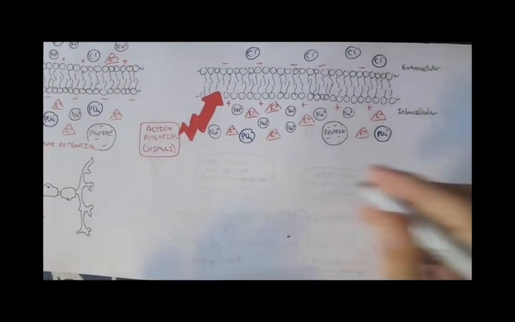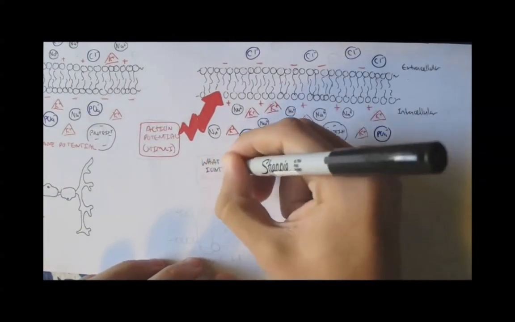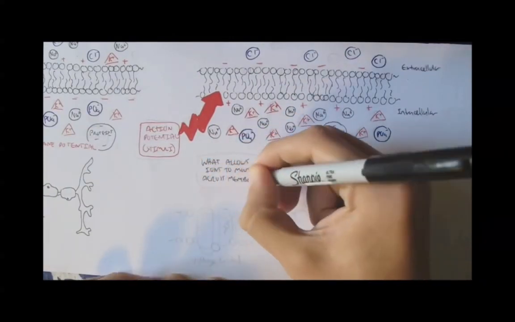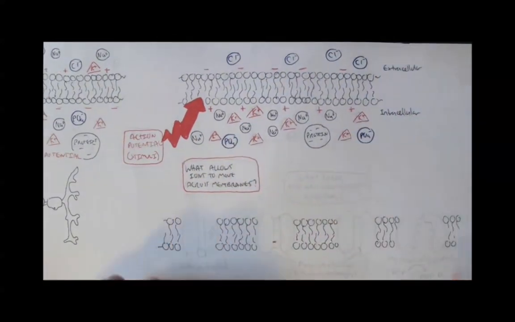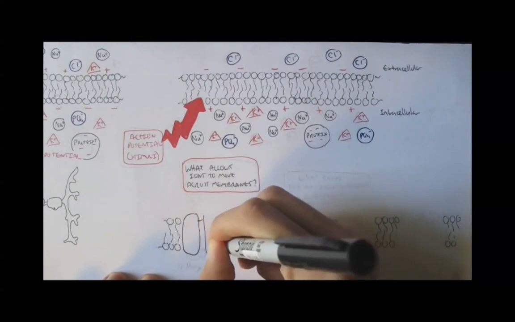So what kind of mechanism allows these ions to move across the membrane? Well, ions can move across the membrane because of special protein pores, or channels. And there are a few types. Now, there are three types in the axon.